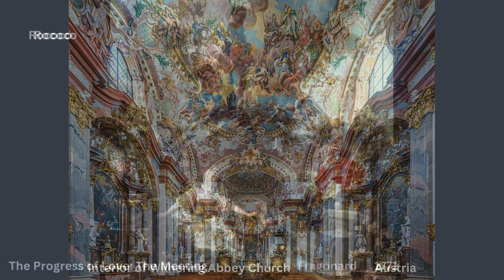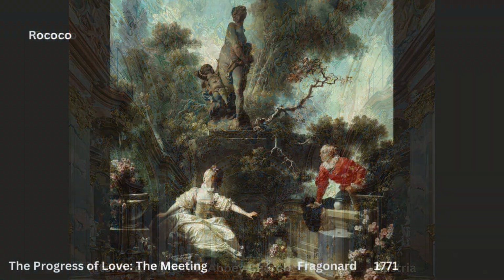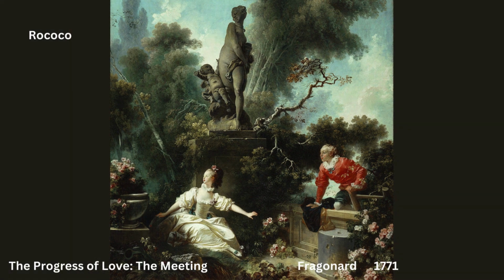Despite its initial popularity, the Rococo era was relatively brief. By the mid-18th century, criticisms of its immoral and indulgent nature grew, creating a demand for a fresh artistic approach.